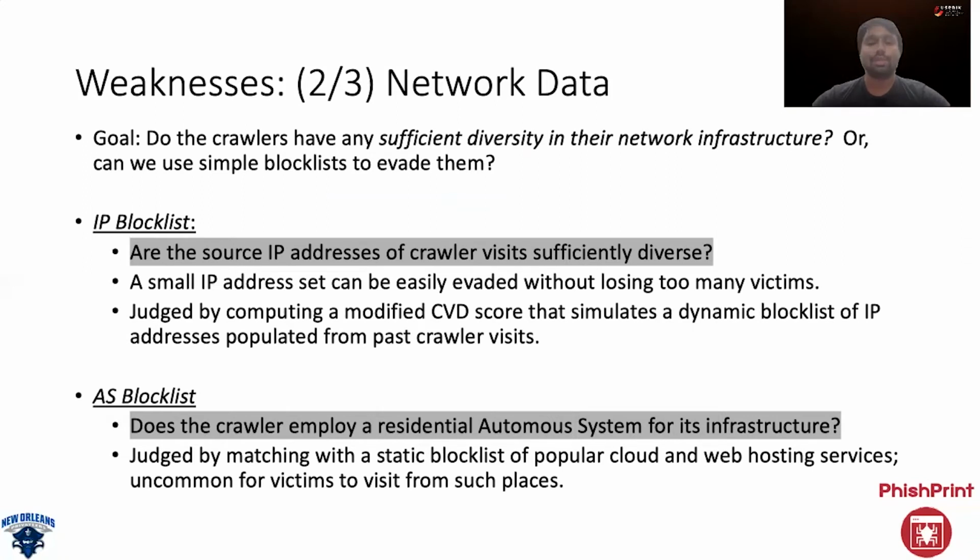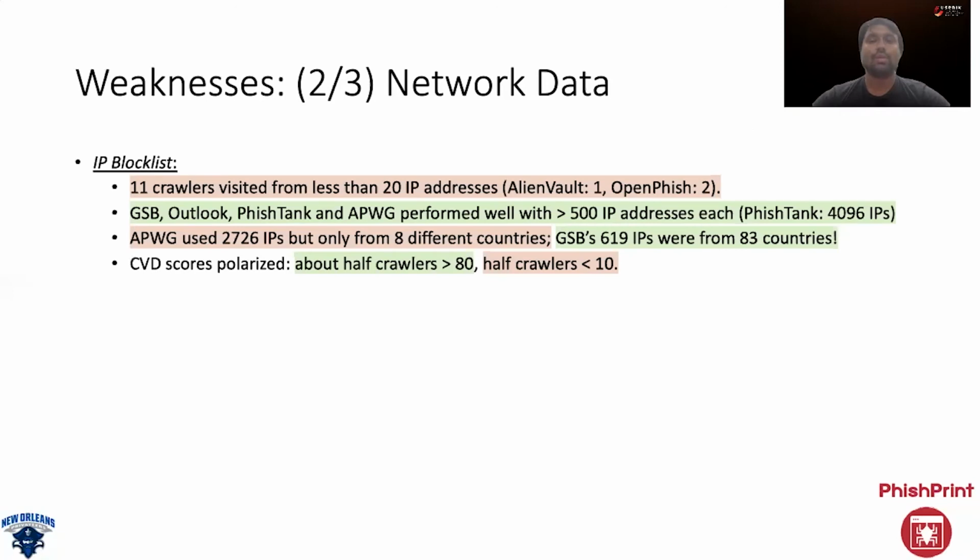and web hosting services. On the network data, we saw the CVD score being polarized, with about half the crawlers greater than 80 and half less than 10. From the study, we saw that 11 crawlers visited from fewer than 20 IP addresses, such as Alien Vault with 1 and OpenFish with 2. GSP, Outlook, Phishing, and APWG perform well, with greater than 500 IP addresses. Taking GSP itself as an instance, it had 619 IPs visiting from 83 different countries.